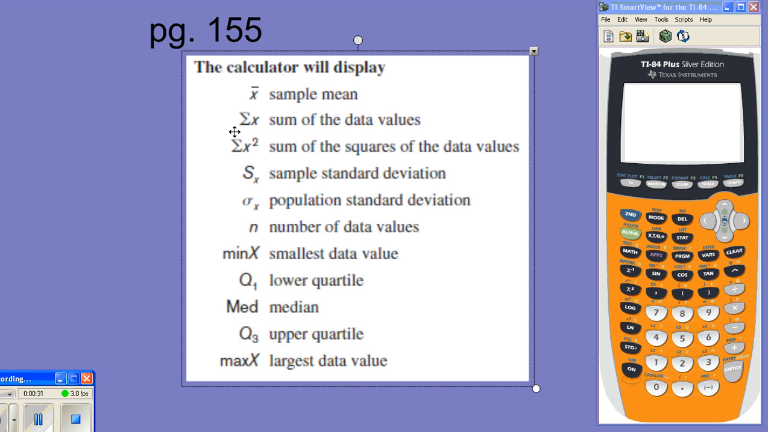Just keep in mind that we're talking about samples. We just use regular letters to represent the mean and the standard deviation. Whereas when we're talking about a population, we use Greek symbols to represent our mean and our standard deviation. So we don't have mu up there, but mu would be the symbol that would be used in that case.